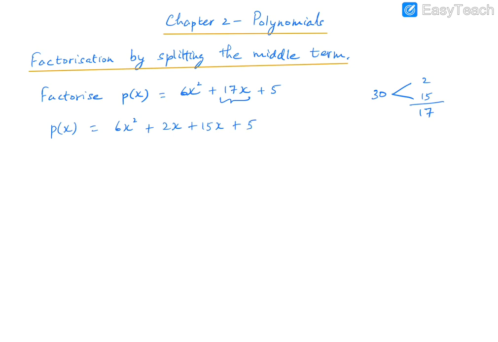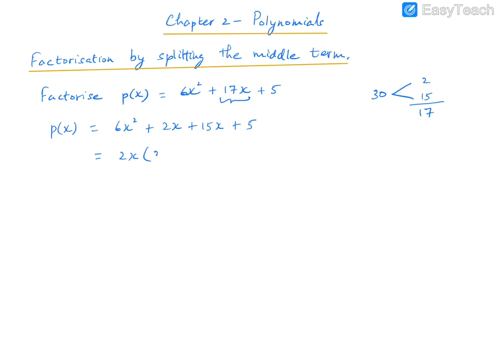Now we will take some common factors from this expression, and then simplify it. If we look at the first two terms, what is the common factor that we can take out? We have 6x squared and 2x. So 2x can be taken out as a common factor. And what should we multiply with 2x to get 6x squared?